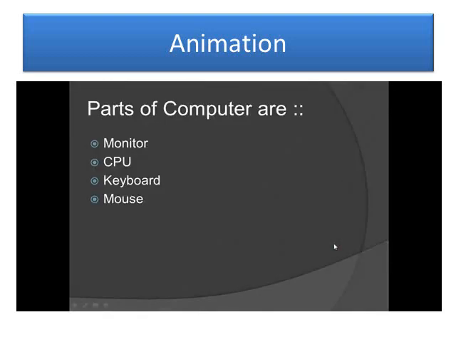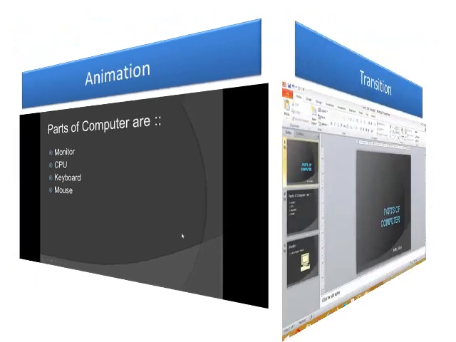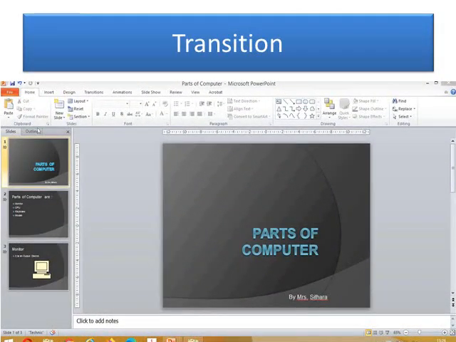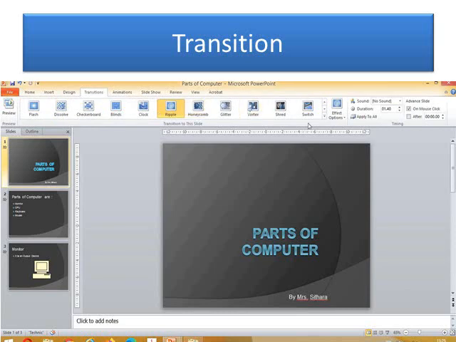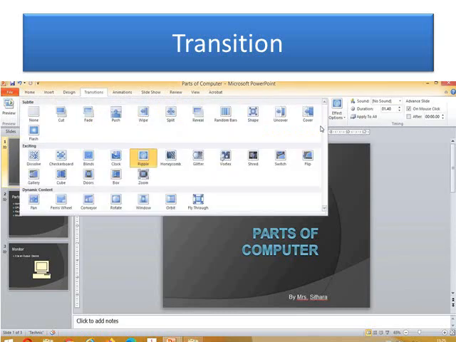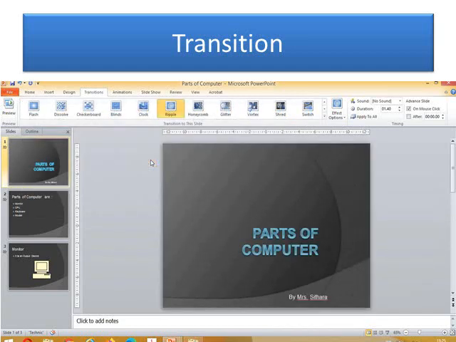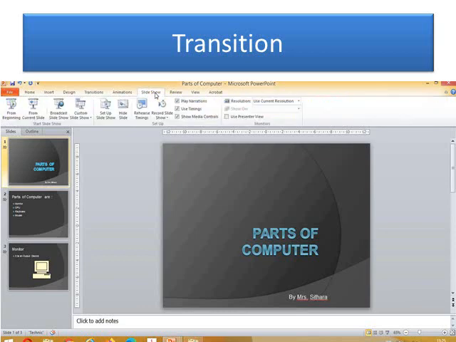Now let us learn about transition. Go to the options transition and you can find different options are there. Here I am choosing ripple, and you can see the ripple effect, and you give apply to all so that it is applied to all the slides.